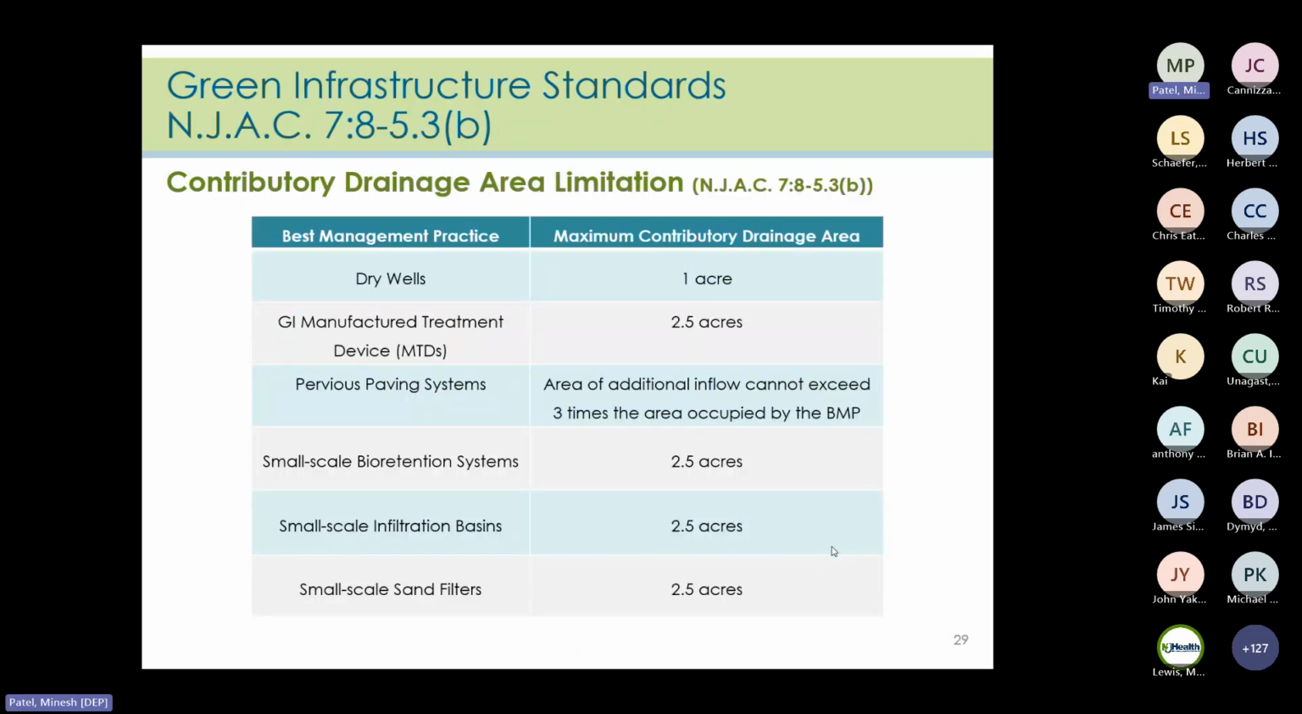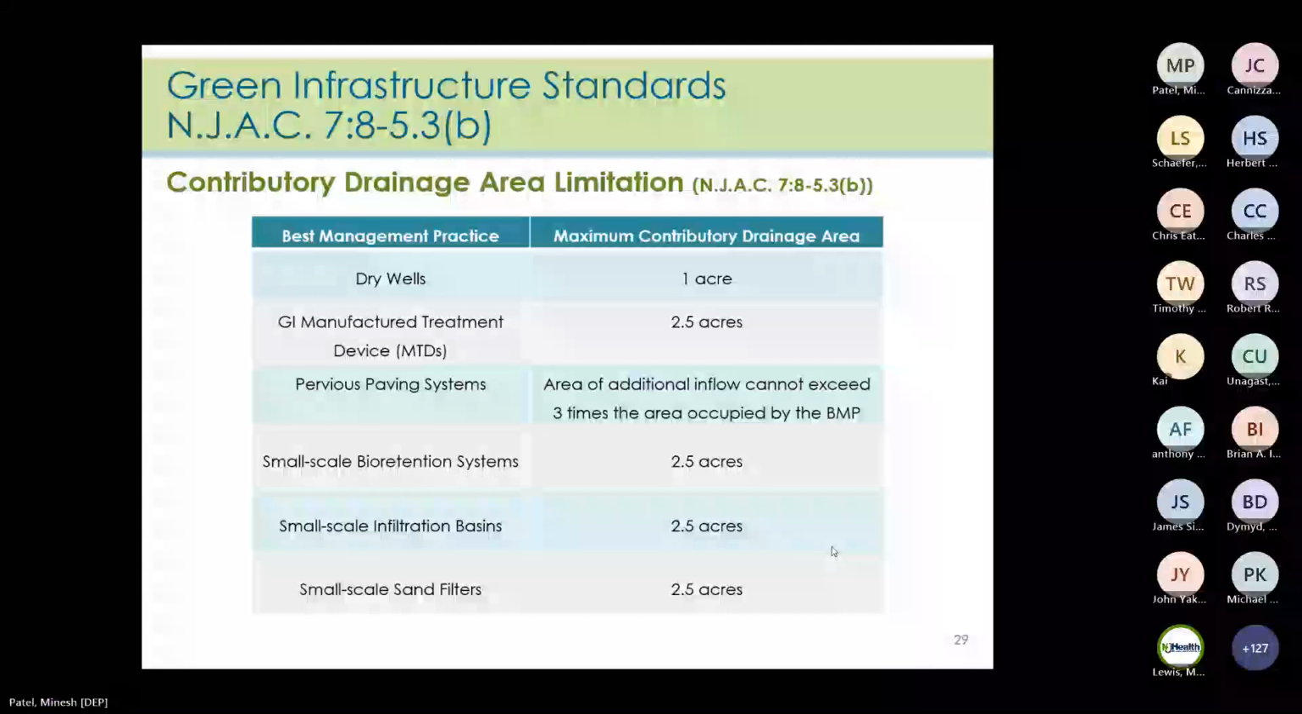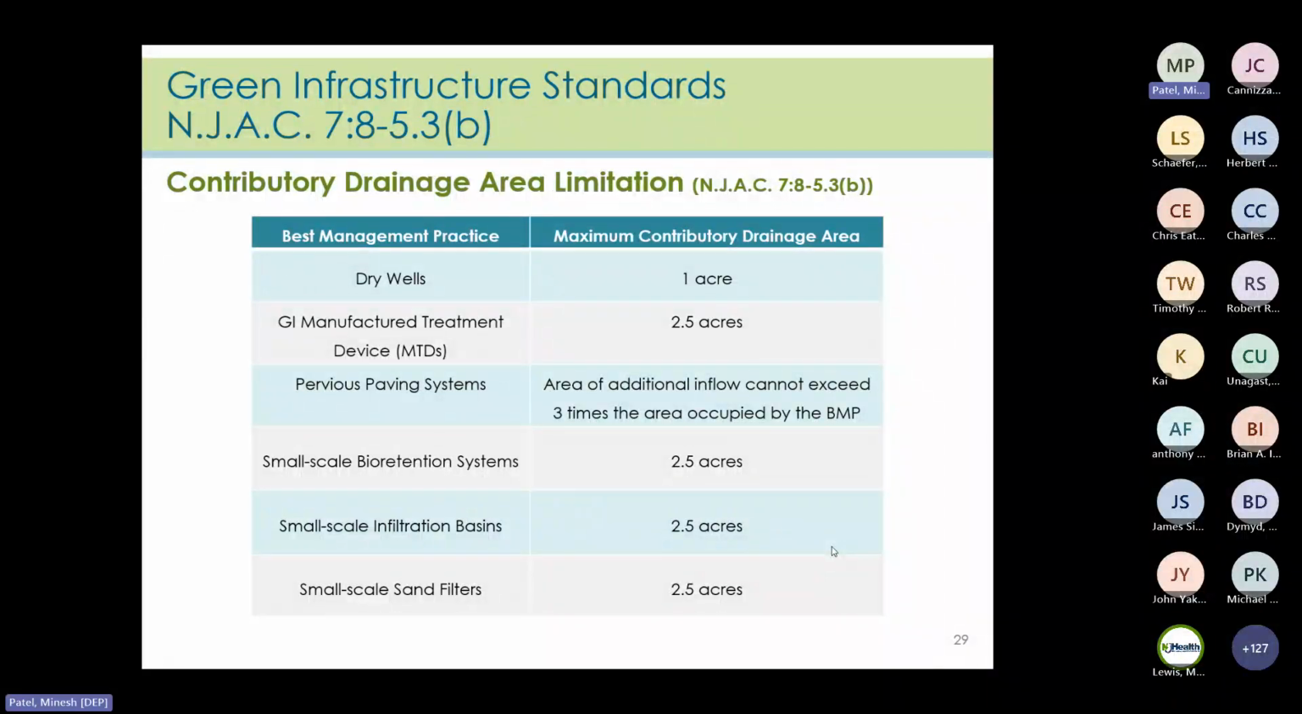And as you can see, the column on the left includes the name of the BMP, and the column on the right includes the maximum contributory drainage area. So for example, if you're using a dry well, the maximum contributory drainage area is going to be an acre, MTDs, 2.5 acres, and so on. Note, this is Table 5.1. So again, we're only talking about MTDs approved for GI.